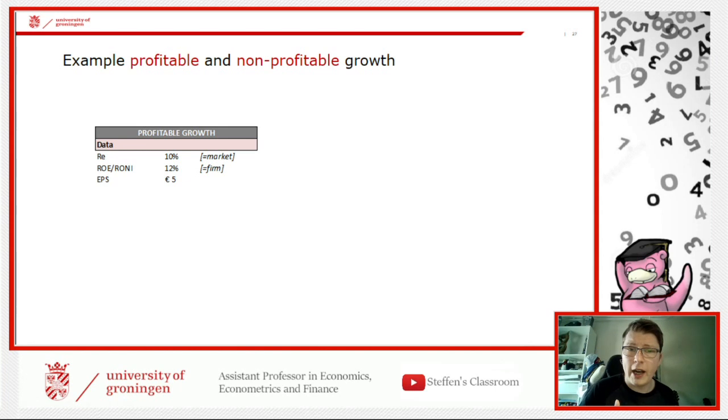So in this case here, we have that it is higher than the one in the market, right? We have earnings per share being 5 euros. So that's the case right now. That's the numbers we're going to put in. So let's try it out.